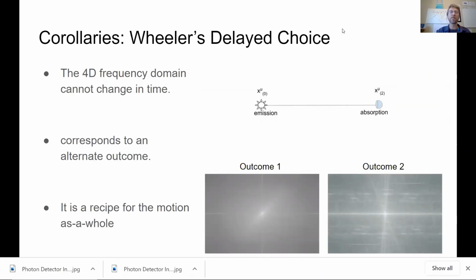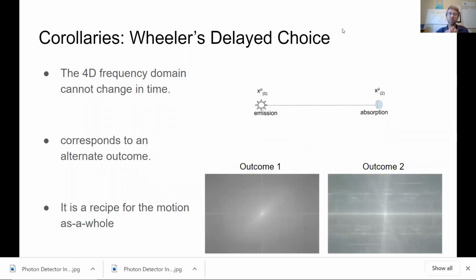So there's a corollary to this that pops out of this theory that relates to Wheeler's delayed choice experiment. Wheeler's delayed choice experiment is an experiment that I won't go into, but it shows that a choice at the end of an experiment can affect the path that must have been taken by the particle in the process of the experiment. This shows up very naturally here because the 4D frequency domain cannot change in time. It doesn't have an external time parameter. It is a distribution over space and time. And so it corresponds to an alternate outcome.